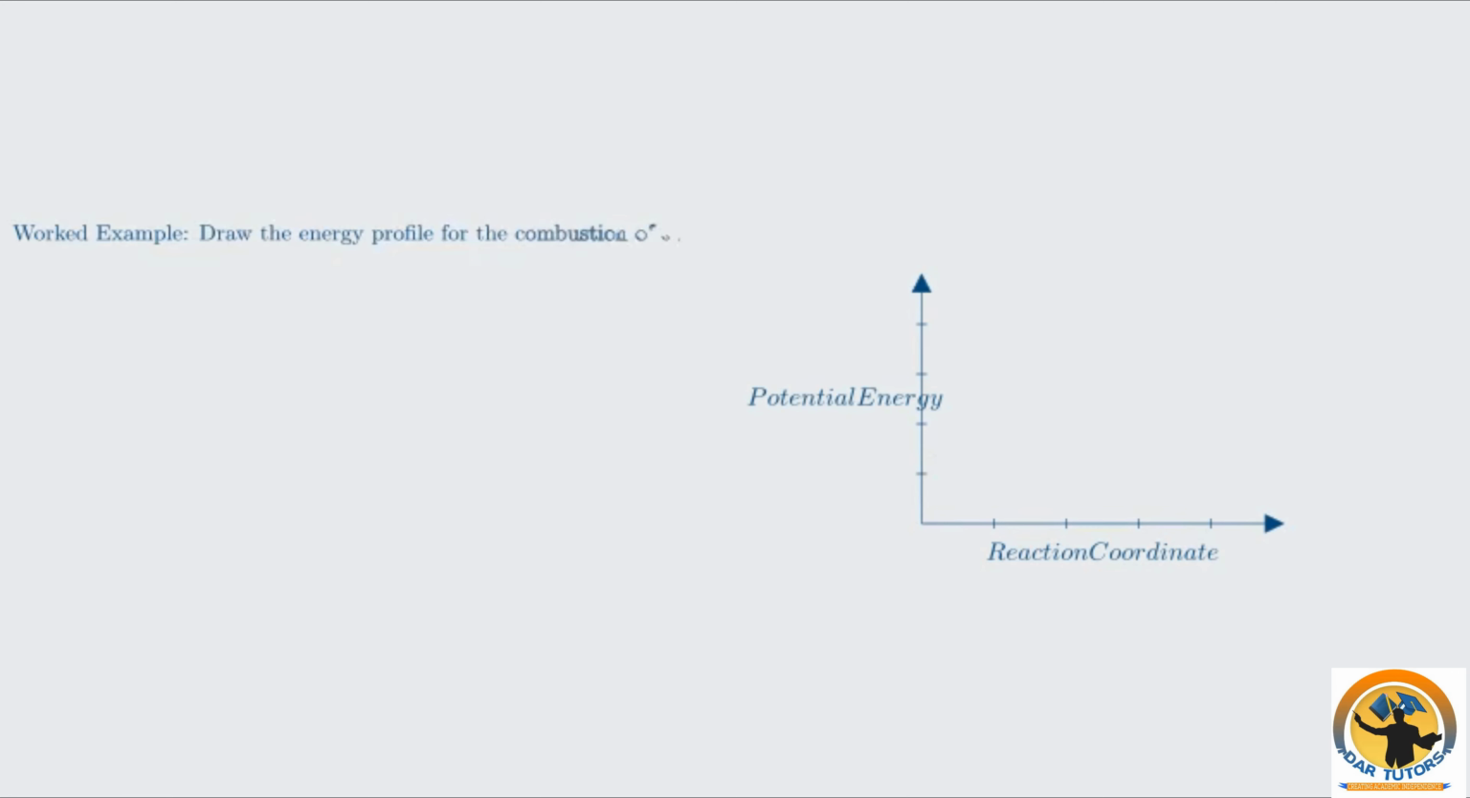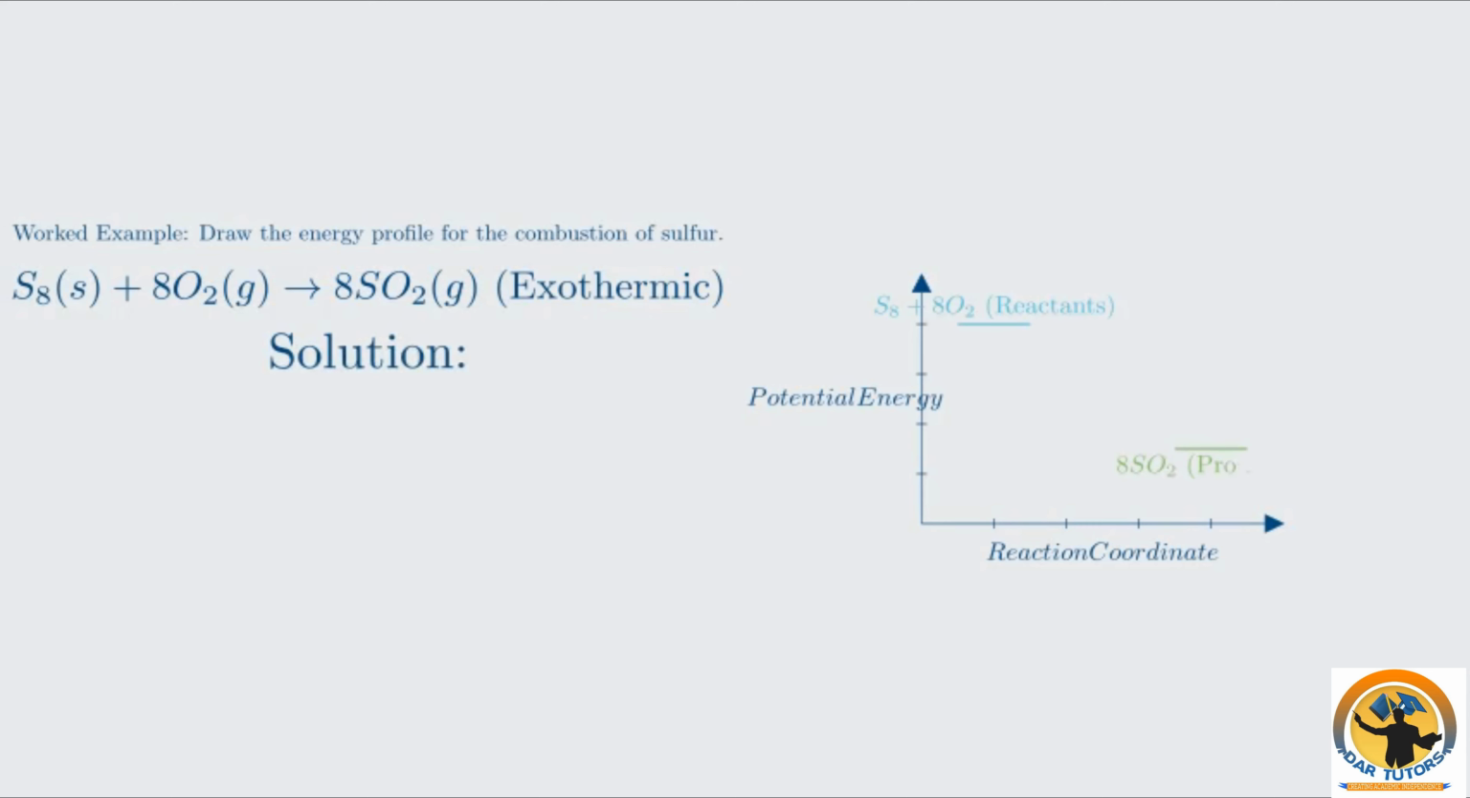Draw the energy profile for the combustion of sulfur, which is an exothermic reaction. Since the reaction is exothermic, the potential energy of the products, sulfur dioxide, will be lower than that of the reactants, sulfur and oxygen. The graph would show reactants at a higher energy level and products at a lower energy level, with the difference representing the energy released.